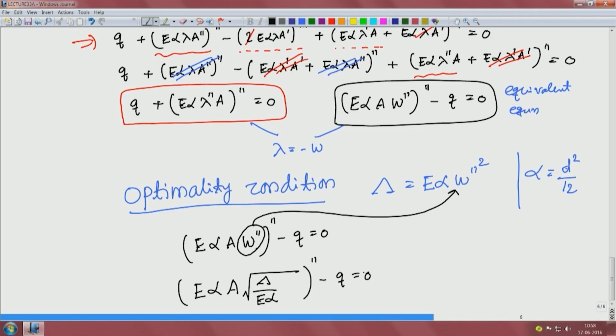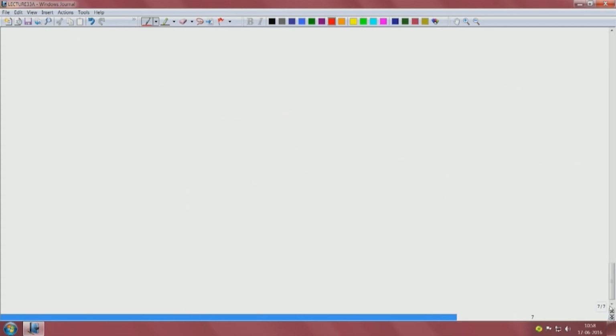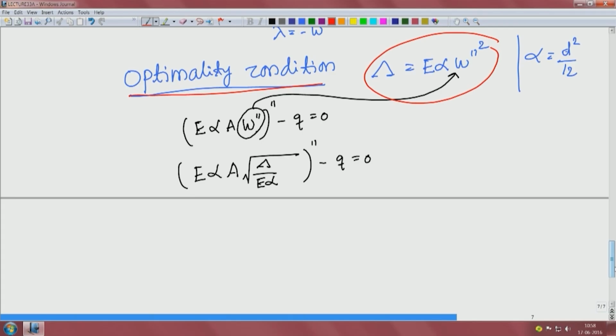So, even though there is no A explicitly in the optimality condition, it does come about when you put that into the equilibrium equation. So, once we have here, we know that these are all constants. In fact, I can rewrite this as square root of E alpha lambda, all are constant except that we do not know lambda, times A double prime, which will apply only to A because others are constants, right. So, that is equal to Q, which is given to us.